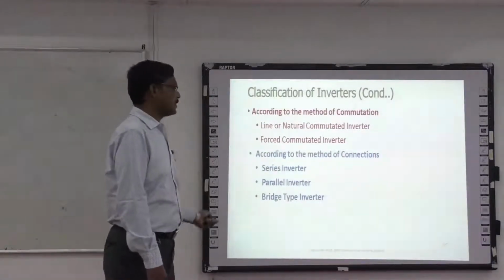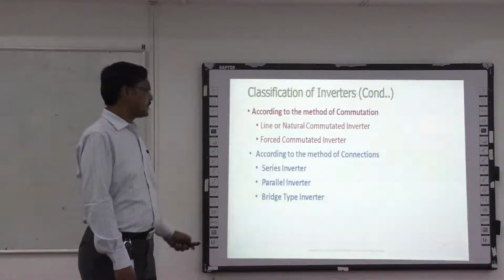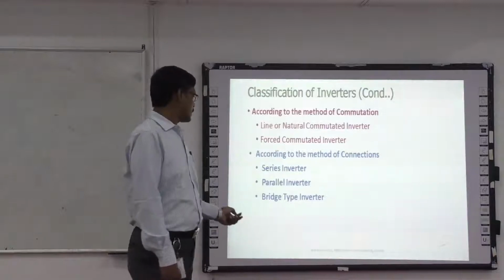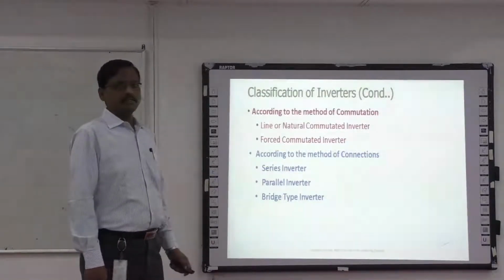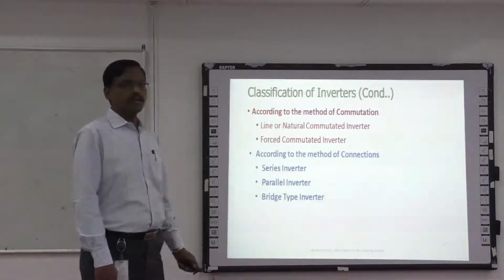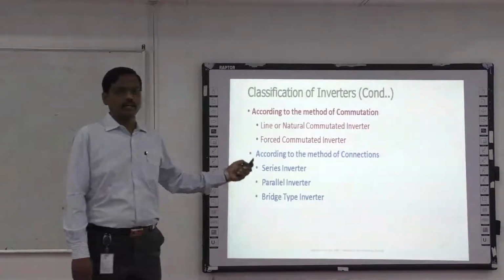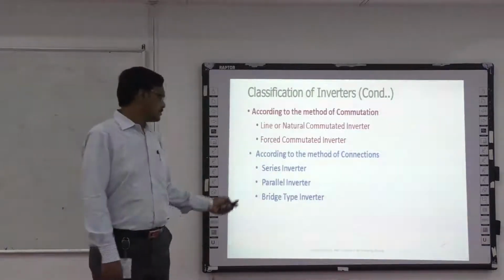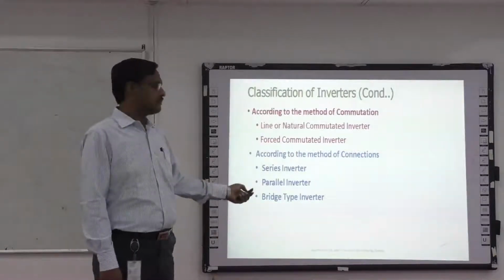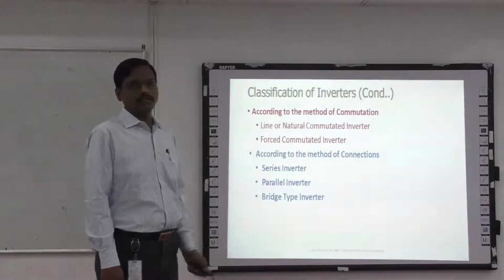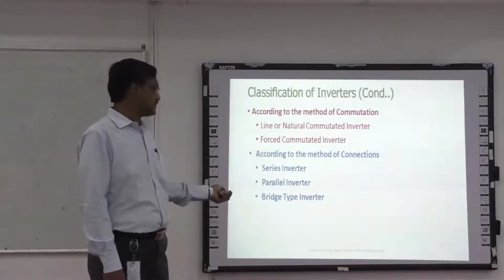Then next one is according to the method of connection. We have three types of connections. One is series inverter. In this inverter, the power switch as well as the load are connected in series. That's why it is called series inverter. Then parallel inverter. In a parallel inverter, the power switches and the load are connected in parallel. Finally, bridge type inverters. Bridge type inverters are most widely used nowadays, and in this inverter the power switches are connected in a bridge circuit.